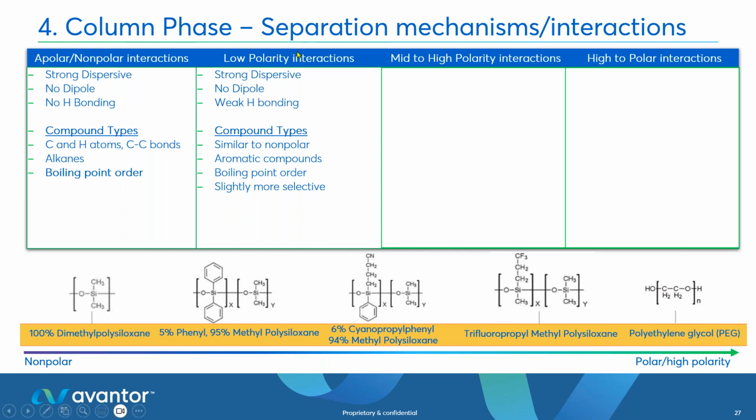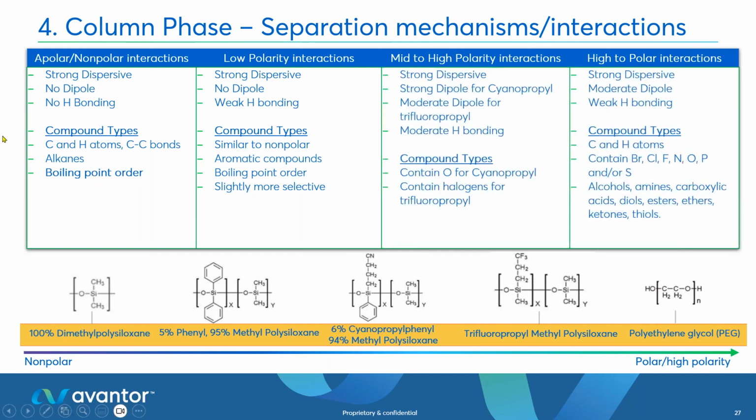Similarly, when you get to the low polarity phases, there are low polarity interactions that are strongly dispersive with no dipole, but have weak hydrogen bonding. Again, those replaced methyl groups give slightly different interaction mechanisms, so you're going to get a slightly different separation compared to a 100% dimethyl polysiloxane that hasn't had any of the methyls replaced or substituted.